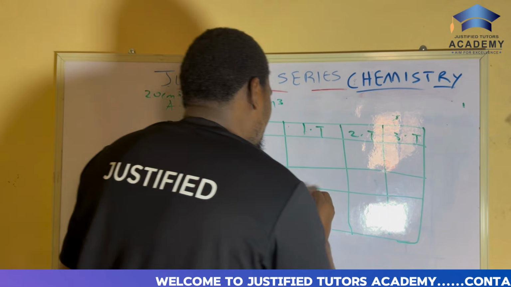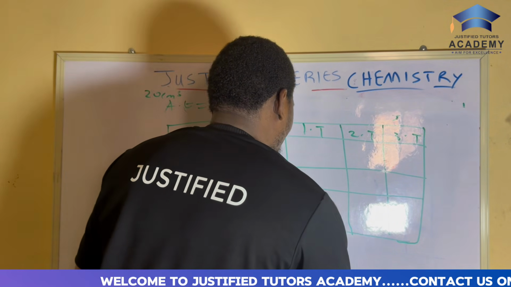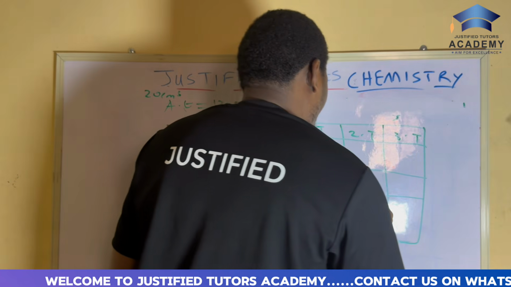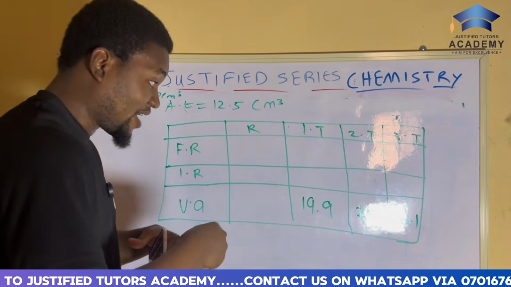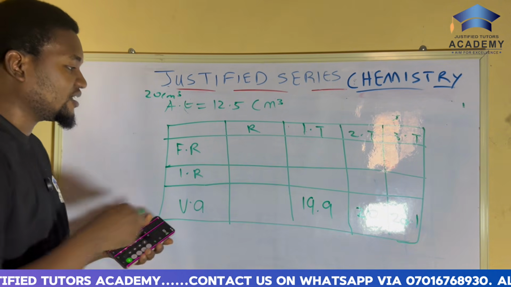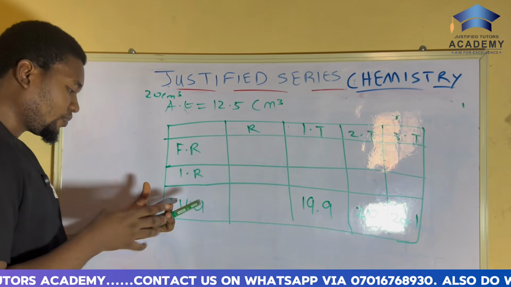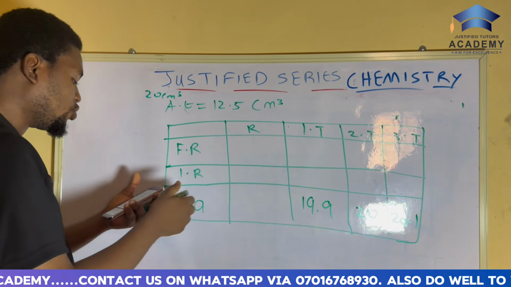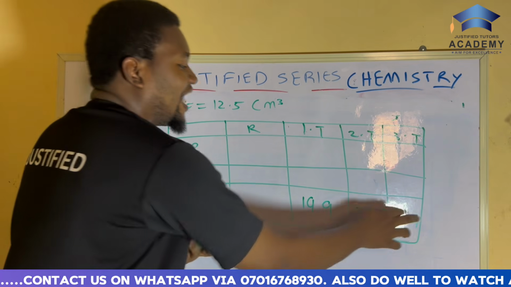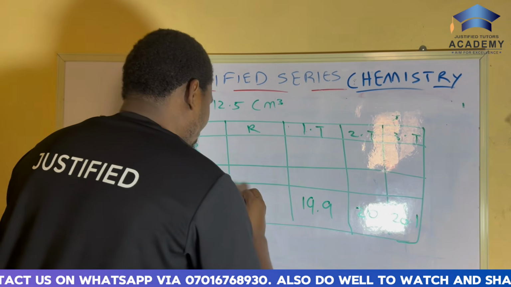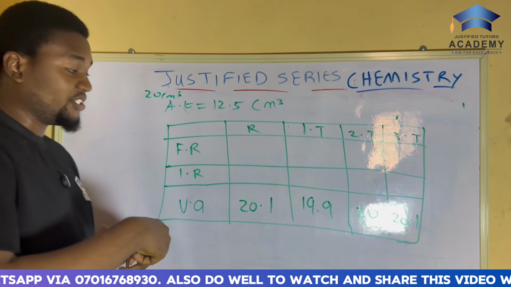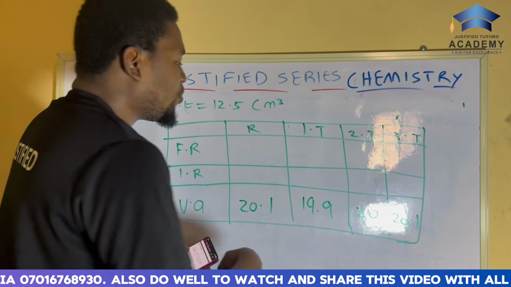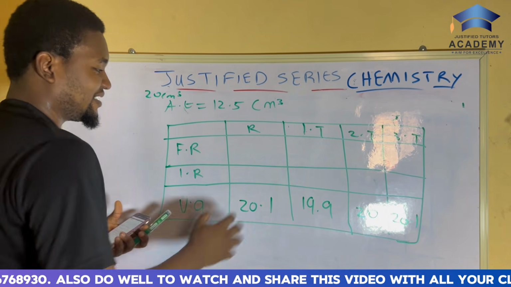So here you have your first one, which is 19.9. Here you have your second one, which is 20, and here you have the third one, which is 20.1. Are you following me well? Your rough, I can say let my rough be 20.1. This rough is not really needed like that. Now we've gotten the volume of acid.